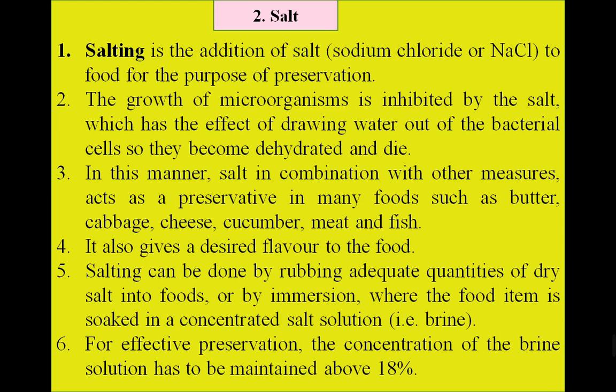Salting can be done by rubbing adequate quantities of dry salt into foods, or by immersion, where the food item is soaked in a concentrated salt solution, that is brine. For effective preservation, the concentration of the brine solution has to be maintained at about 80%.